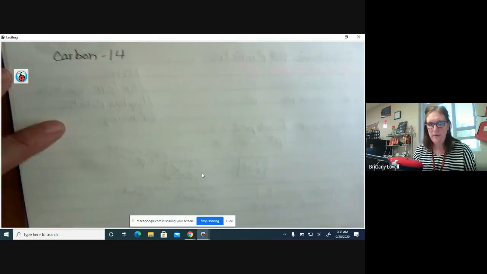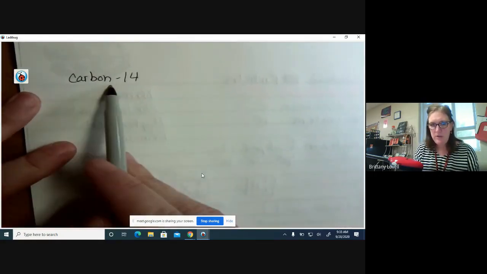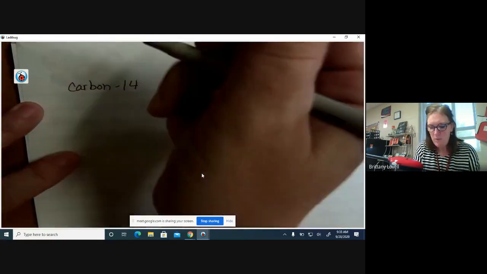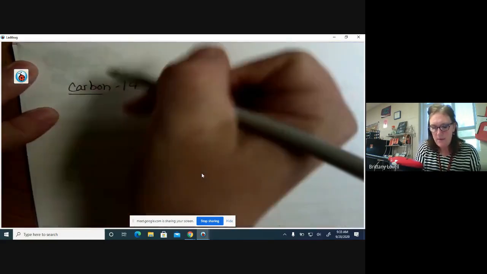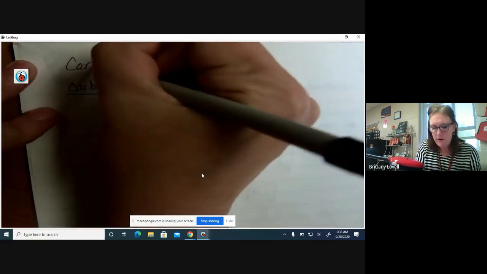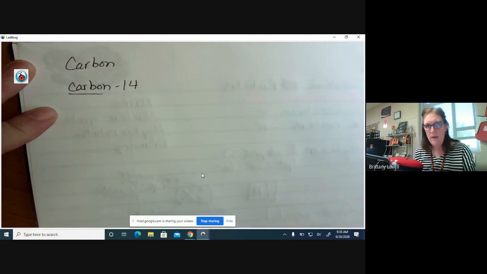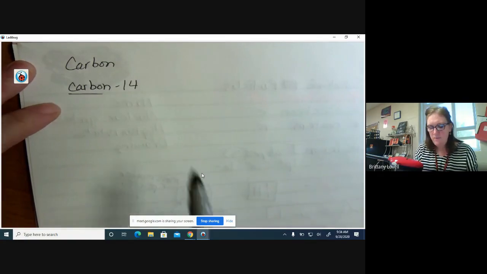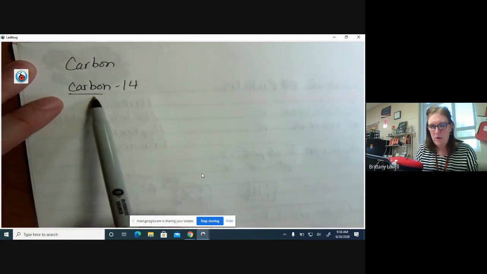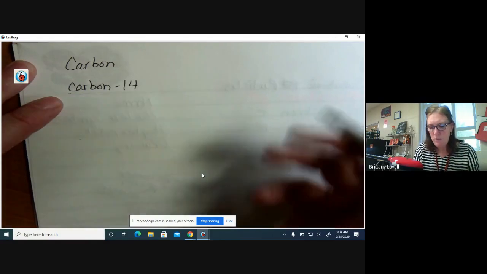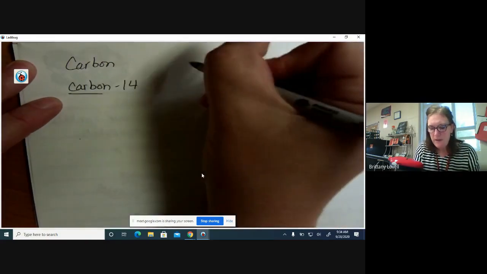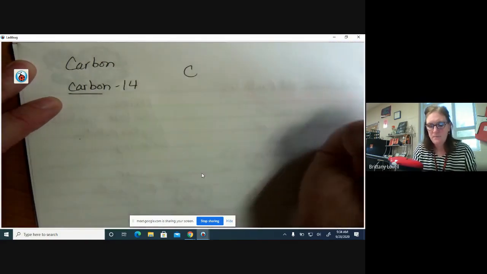So I gave you the hyphen notation, and we know we're going to need the element name. Well, that's easy, it's just carbon. So you would fill that in. We need the nuclear symbol. For the nuclear symbol, you'd have to look at a periodic table, so you'll probably need one pulled up on your phone. The nuclear symbol is just C for carbon.